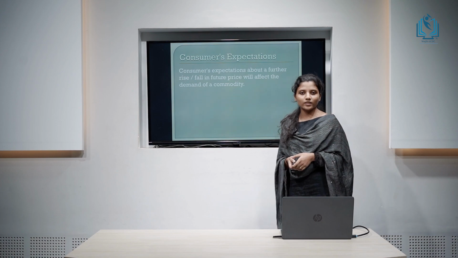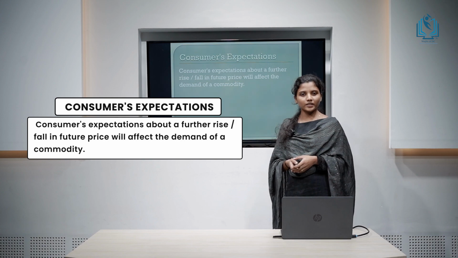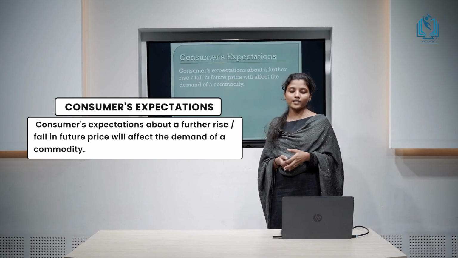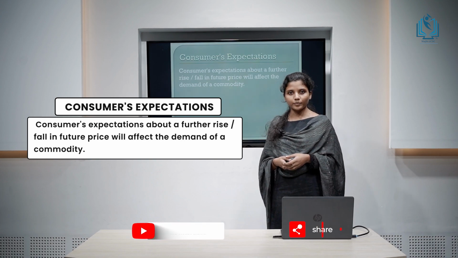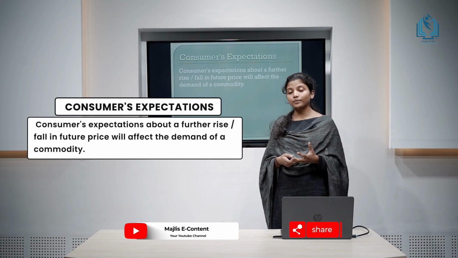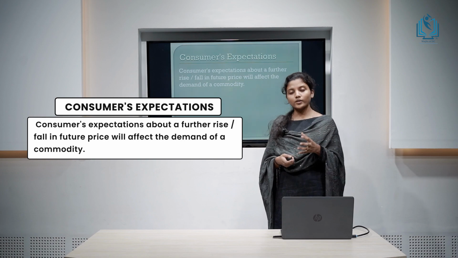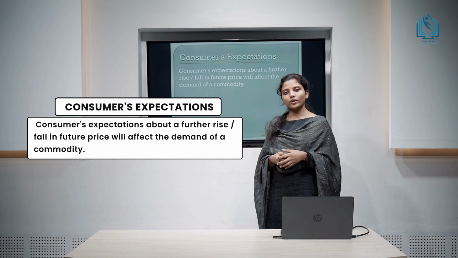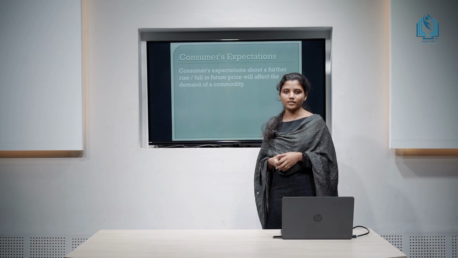There comes the next one, which is consumers' expectation. Consumers may have certain expectations with regard to the future price. Sometimes the consumer may expect a further rise in the price of commodities. In such a case, they may purchase larger quantities in the current period. On the other hand, they may sometimes expect a fall in the price of commodities in the near future. In such a case, they may postpone their purchase to that future period. Likewise, the consumer's expectation will also have an influence on the demand for commodities.